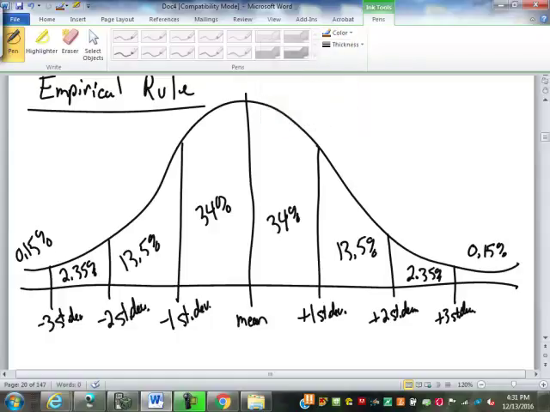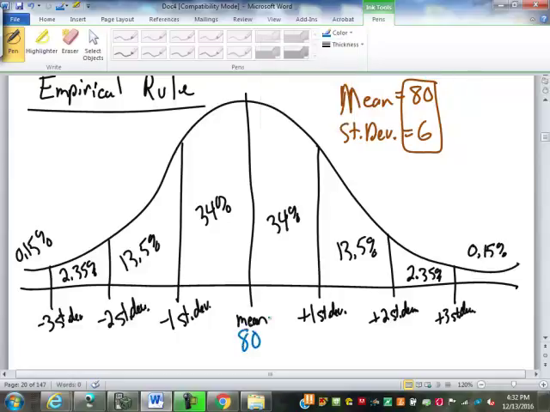Let's throw in some numbers here. Let's say that for this class, the mean score is 80%, and the standard deviation is 6. These percents will never change. Those percents are always the same. What's going to change is the numbers that go in down below here, based on the mean and standard deviation. So the mean is 80, so the center number here is 80. What would this number be?